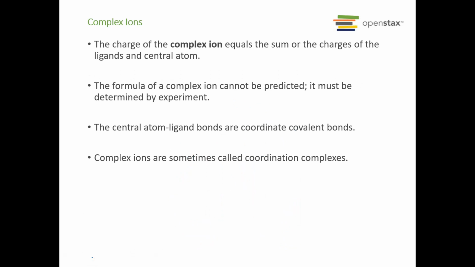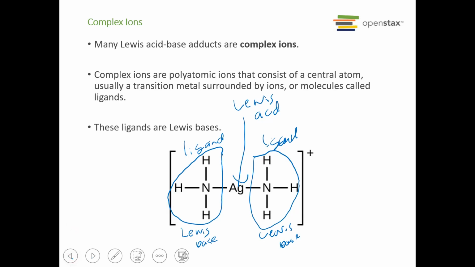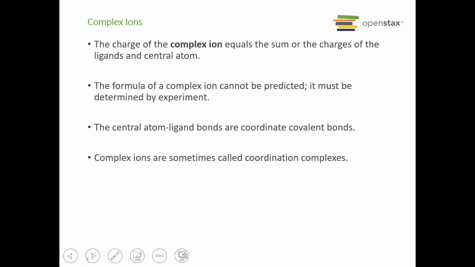So typically the charge of the complex ion would be the sum of the charges of the ligands and the central atom. So if we go back to this example, the ammonia, before we formed this complex, had a neutral charge on it. And silver had a positive charge. The charge on the entire complex is a positive charge. So we can't predict the formula of these complex ions. We can only determine them by experiment.